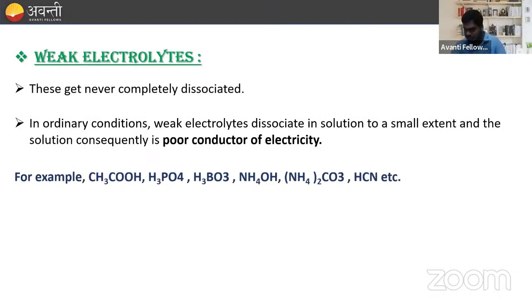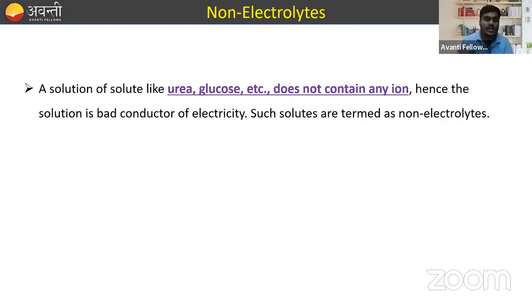On a similar basis, if someone asks what a non-electrolyte is, basically a solution of solutes like urea and glucose does not contain any ions. Hence, the solution is a bad conductor of electricity, and such solutes are termed non-electrolytes. So I hope this is clear to you.